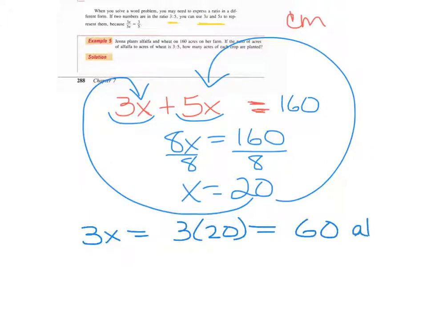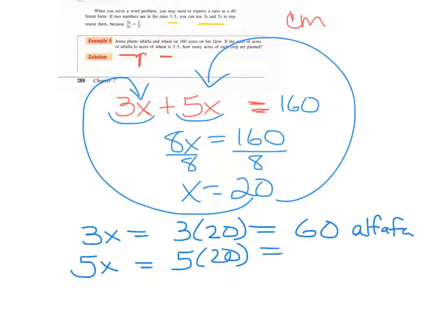And again, notice they're going to tell you which one is which. Notice in the description here it says alfalfa to wheat. So the 3 is the alfalfa and the 5 is the wheat. So 60 acres of alfalfa, and then you'll take the 5x, multiply the 5 times 20, and I get 100 acres of wheat.